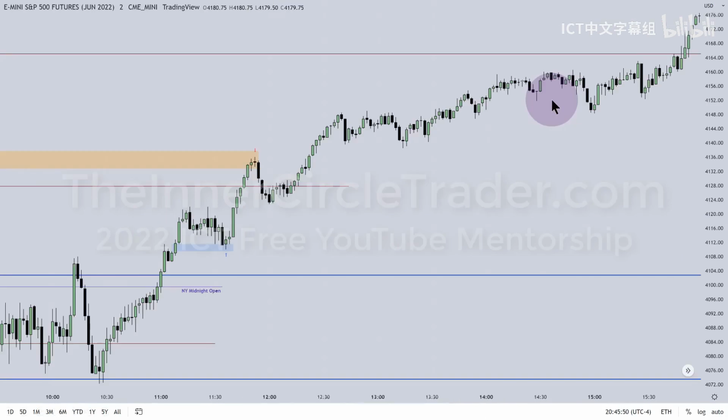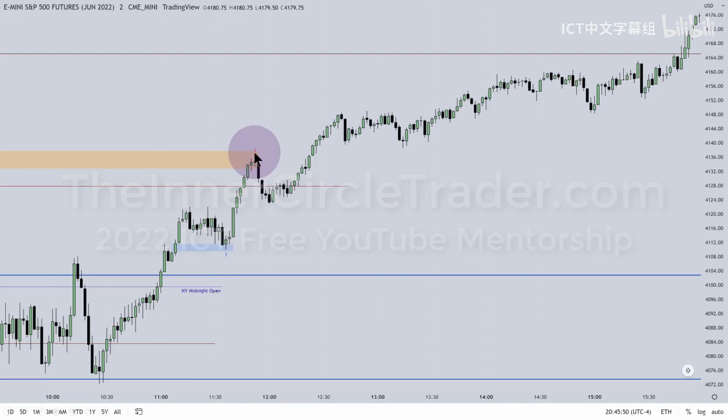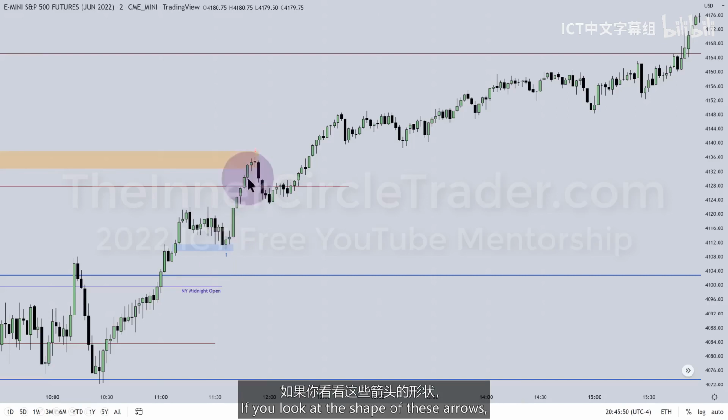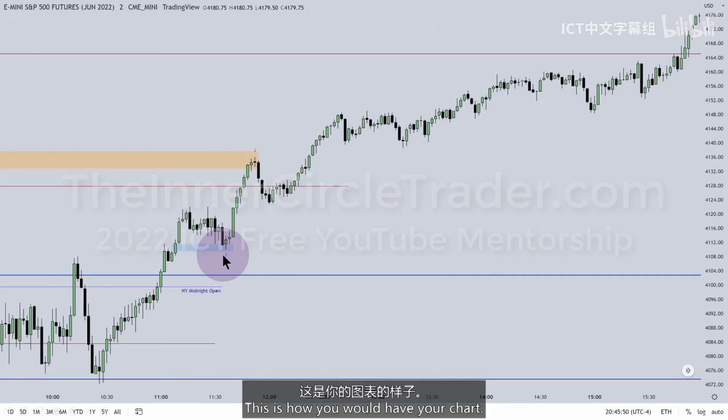All right, so this is a 2-minute chart. And before I even get into this, this is not a trade entry, and this is not a trade exit. Okay, if you look at the shape of these arrows, I'm not trying to defraud you. I'm not trying to fake something. I'm not trying to pretend that I took this trade, okay? I did not do it. I'm just showing you graphically, this is how you would have your chart.